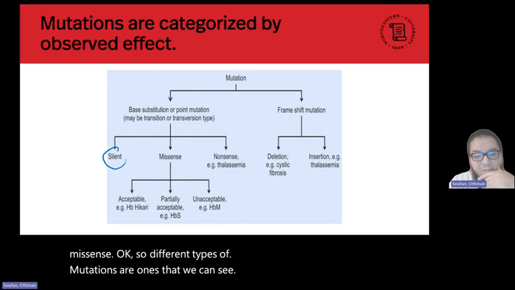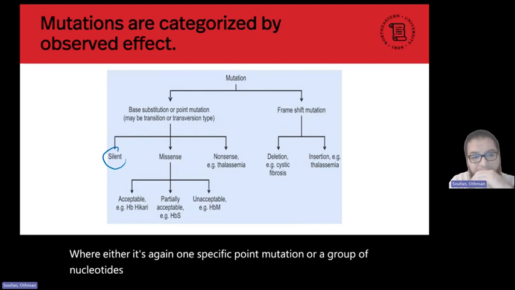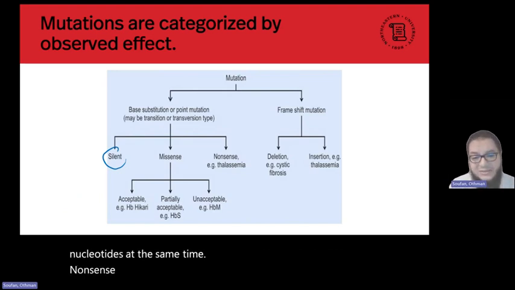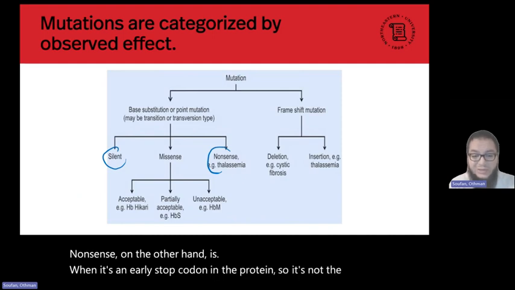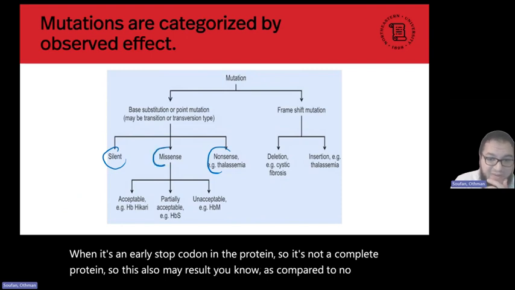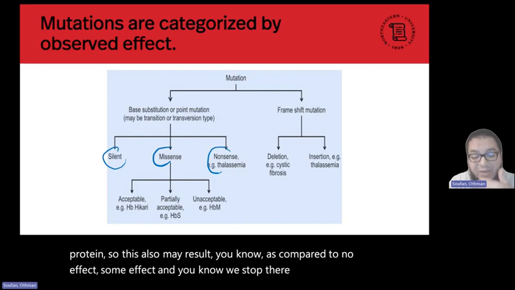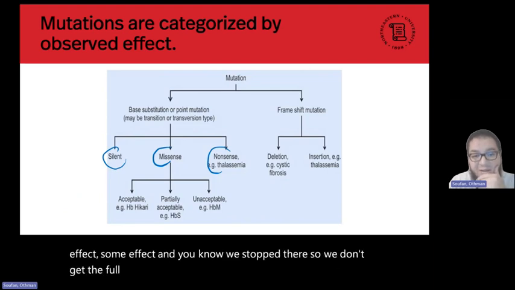Okay, where either it's again one specific point mutation or a group of nucleotides at the same time. Nonsense, on the other hand, is when there's an early stop codon in the protein, so it's not a complete protein. So this also may result in some effect, and we stop there. So we don't get the full protein and full functionality.